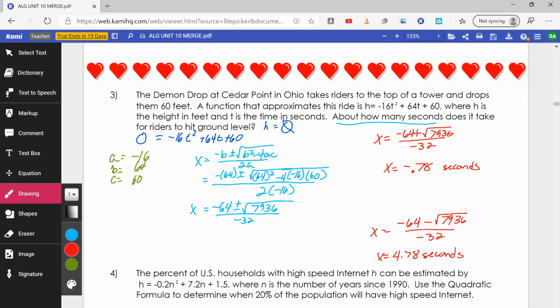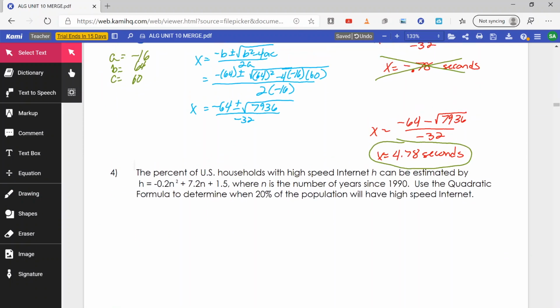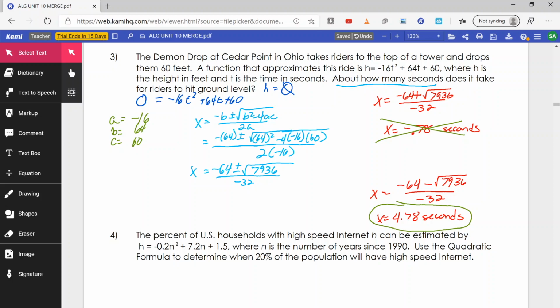Now, because we are dealing specifically with time, our answer has to make sense in the realm of reality. So if one answer is negative 0.78 seconds, that's not possible. We've gone back in time, so this one can't work. That one is a no-go because we cannot have negative time. Our second answer, 4.78 seconds, does make sense. The ride is over in just under 5 seconds. So that is using our brains a little bit to figure out which answer possibly makes sense. Sometimes we're given that choice, and in this case, we had to eliminate one answer.